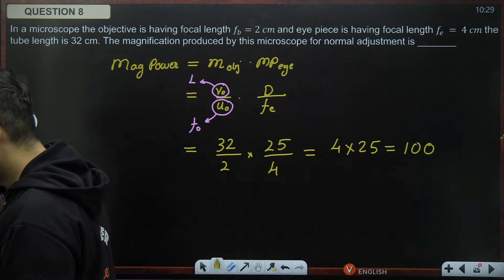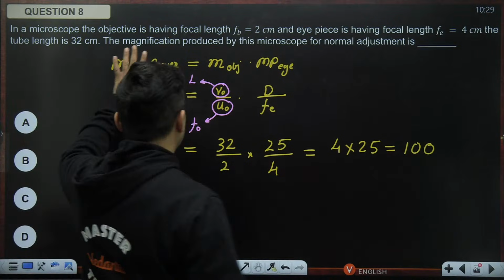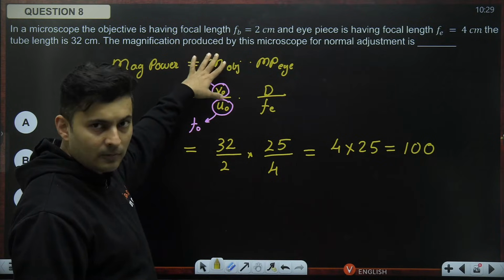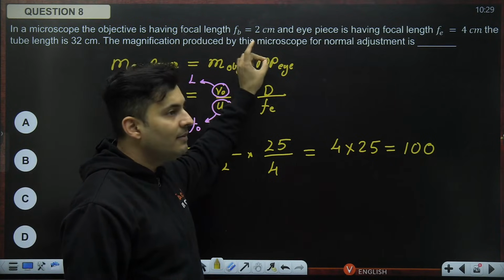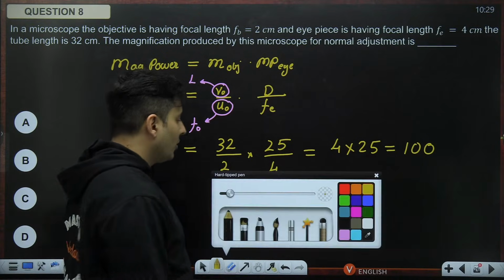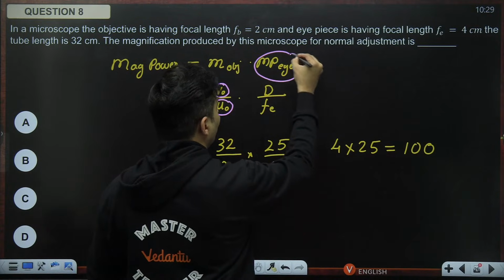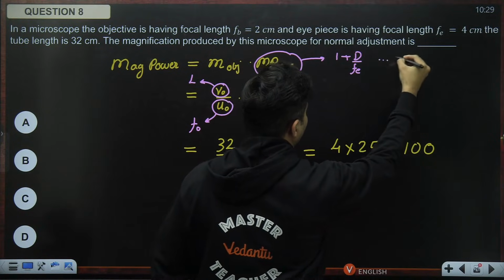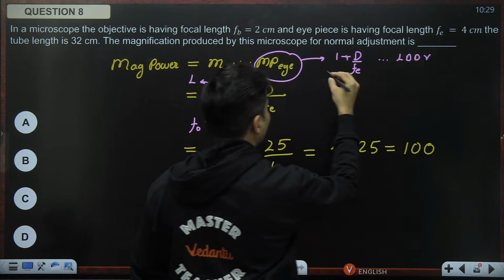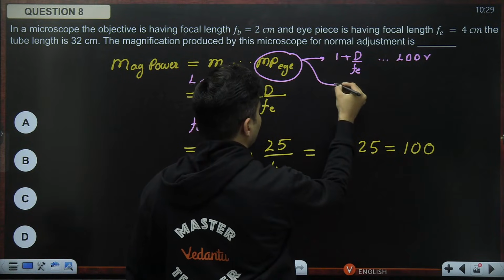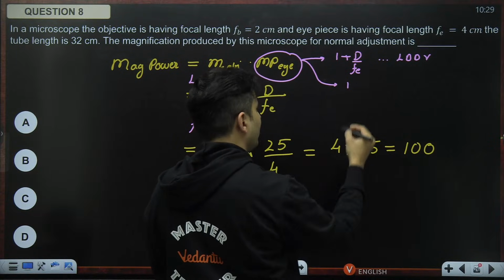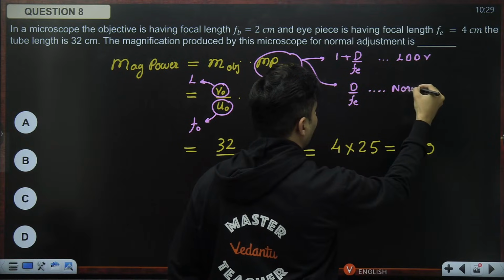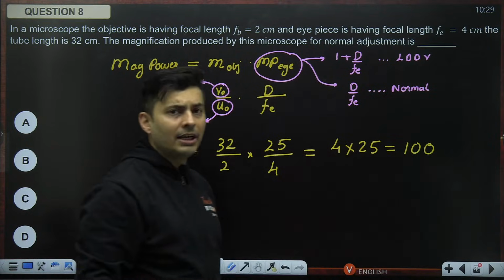Okay. So in general, the magnifying power of a microscope is the magnification of the objective multiplied by the magnifying power of the eyepiece. This quantity is 1 plus D by Fe if it is least distance of distinct vision. But if it is normal vision, then that 1 plus will not come. It will just be D by Fe for your regular normal vision when you are focused at infinity.